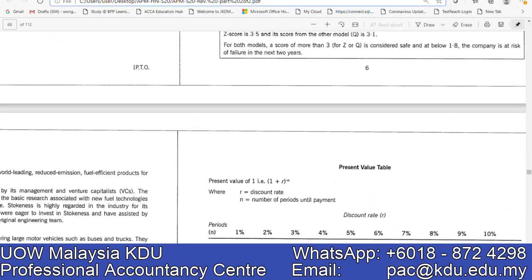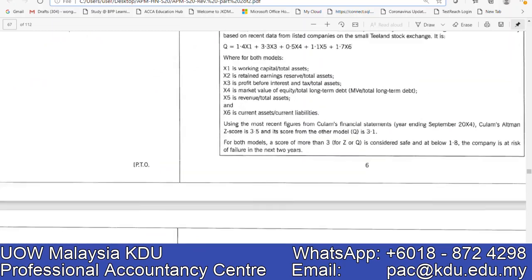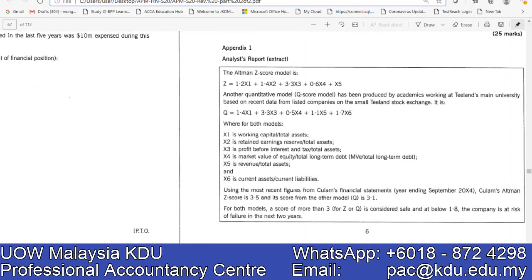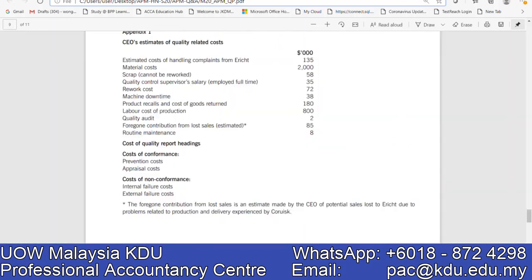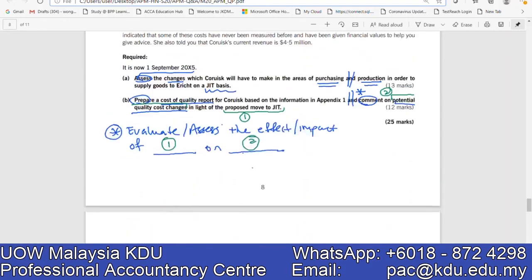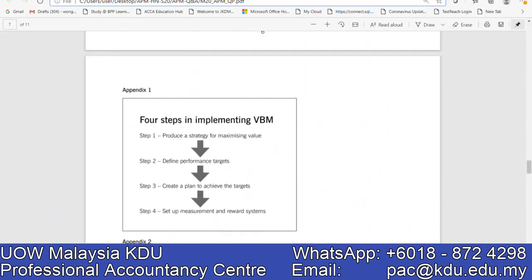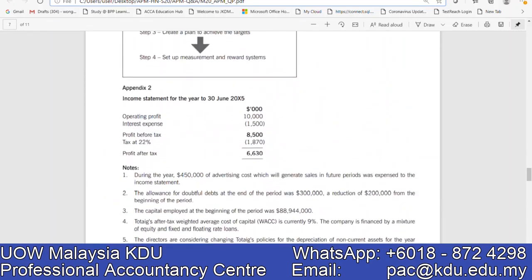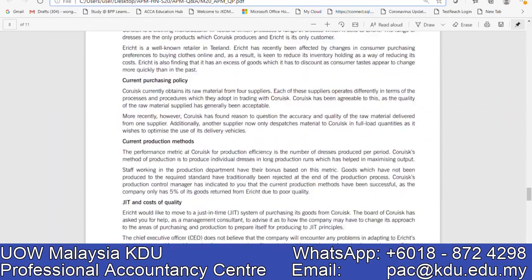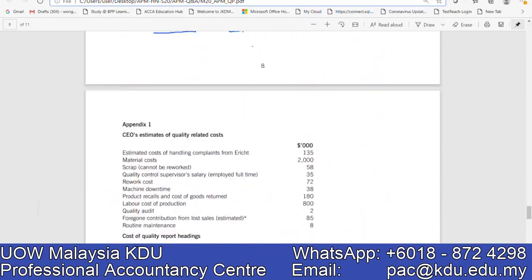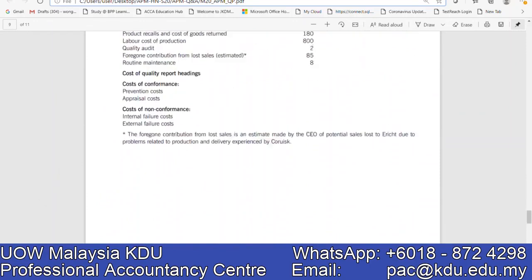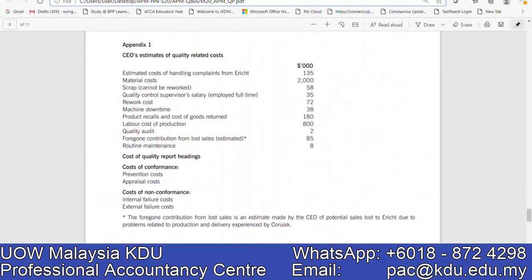Scenario 2, which is very likely. You may get both questions also having an appendix, which is like what you see in March 20. Both also got appendix. See, this is the appendix for question 2. This is the appendix for question 3. Which one do you start?